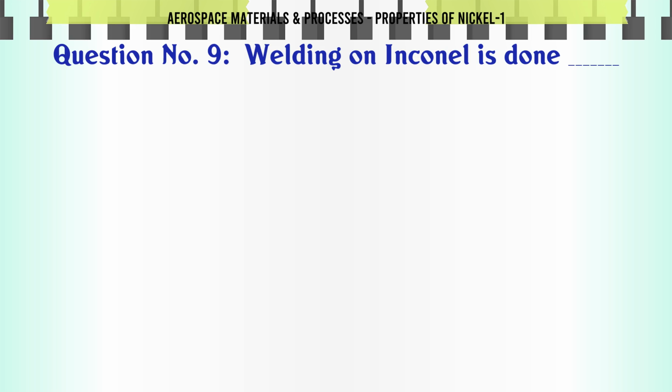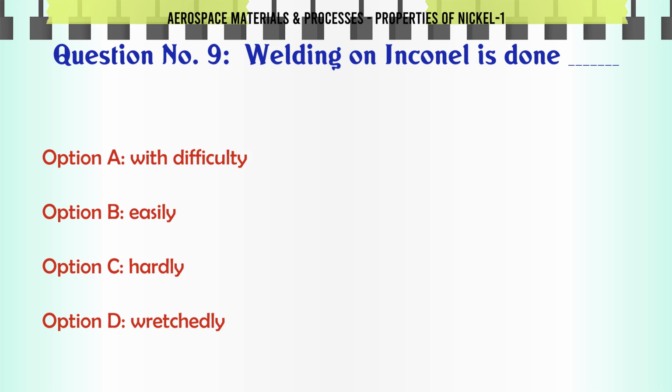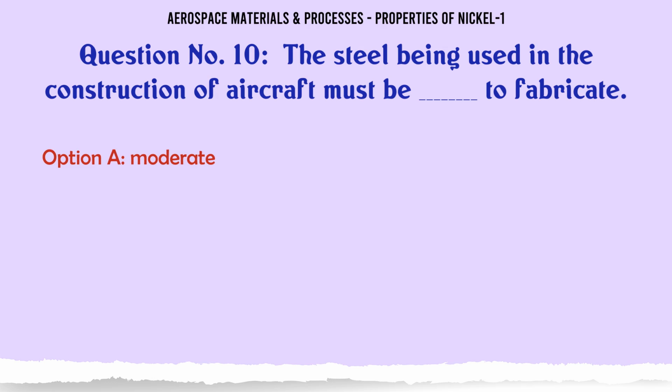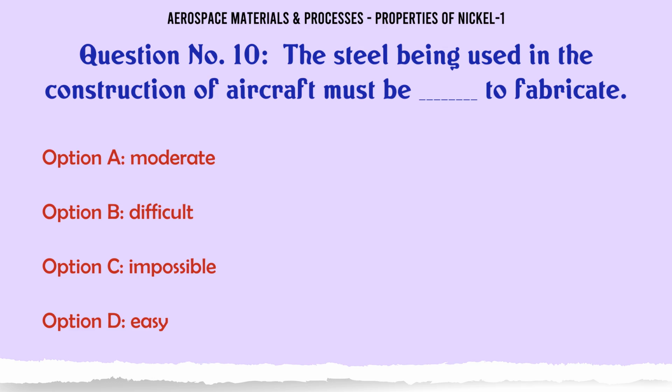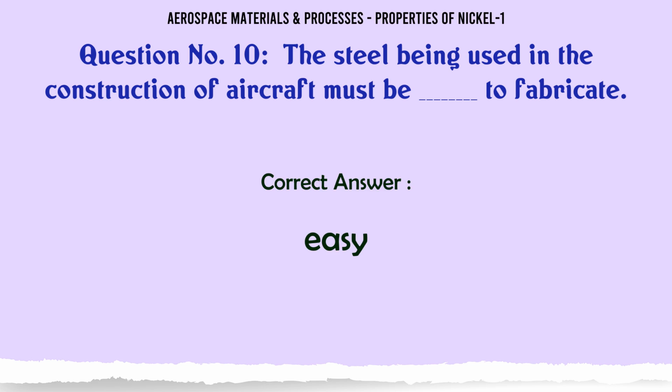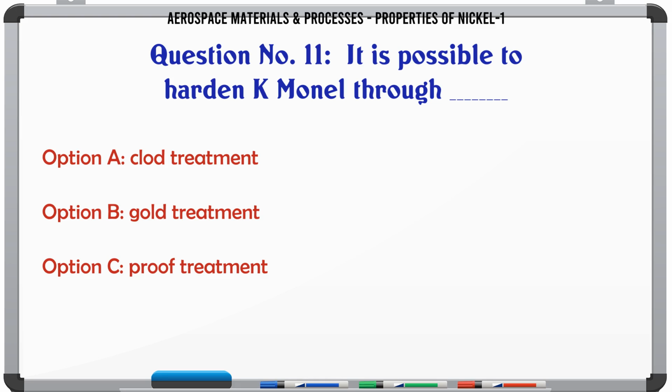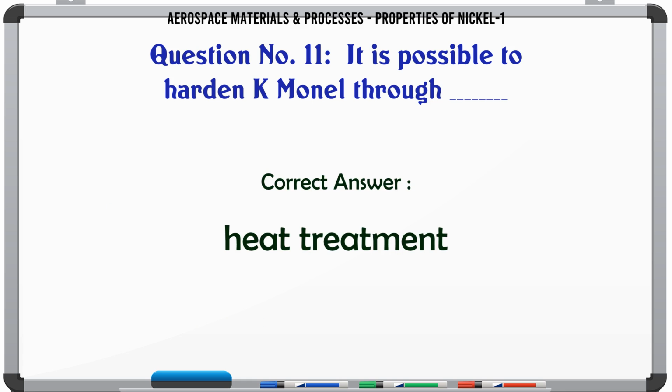Welding on Inconel is done: A, with difficulty; B, easily; C, hardly; D, wretchedly. The correct answer is easily. The steel being used in the construction of aircraft must be what to fabricate: A, moderate; B, difficult; C, impossible; D, easy. The correct answer is easy. It is possible to harden K Monel through: A, cloud treatment; B, gold treatment; C, proof treatment; D, heat treatment. The correct answer is heat treatment.